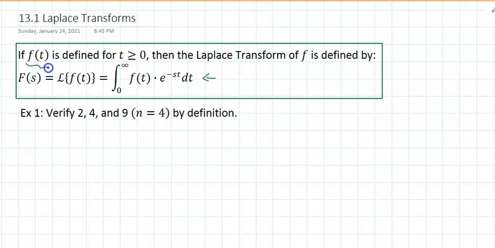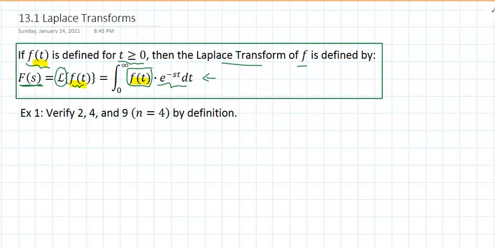If f of t is a function that's defined for t bigger than or equal to 0, then the Laplace transform of this f is defined by F of s, the Laplace transform. It is L applied on this f of t, which is the integral from 0 to infinity of f of t times e to the negative st dt. So the whole work is on this function f of t, and that's the only thing that changes.